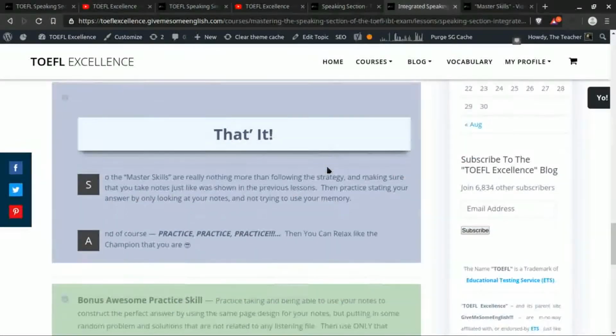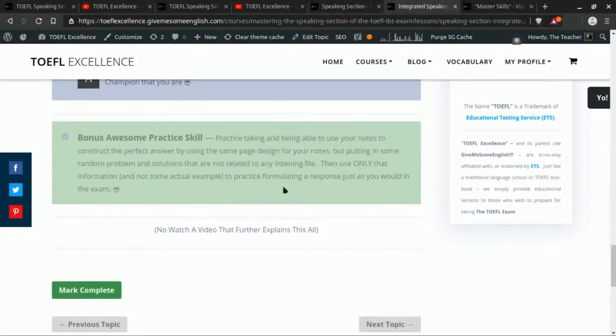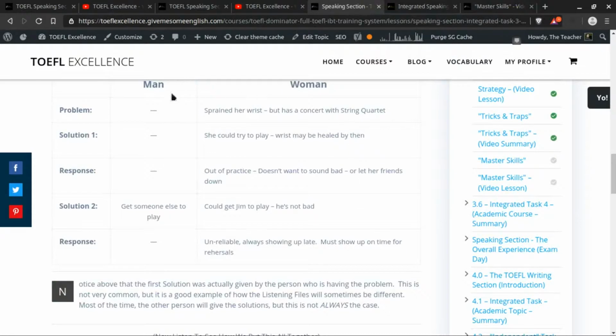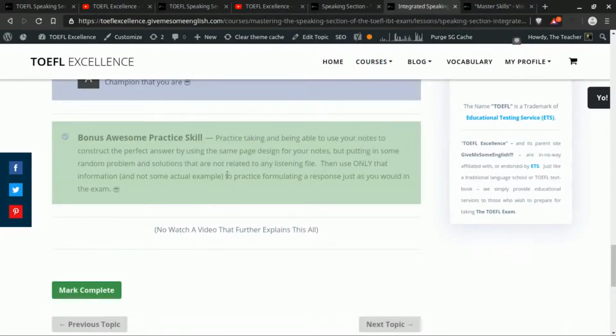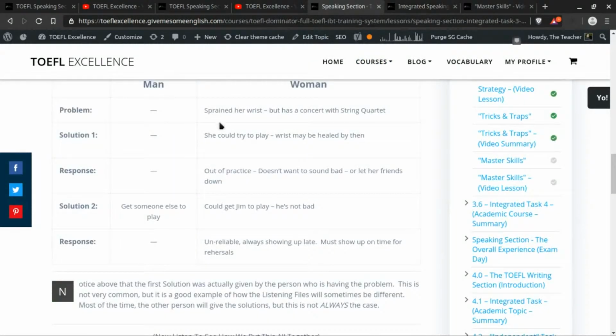So another thing that I entered here is a bonus practice skill. This is the first time I've used one of these in the lessons. And this is something that you can do to help prepare yourself by practicing how to use this format to formulate a perfect answer. So that way you don't necessarily have to find more examples. Of course, practice with the 3 examples that we have here, but you can practice this same format by simply putting in any sort of random problem and any sort of solution and response, so that you don't even need to have an audio file.